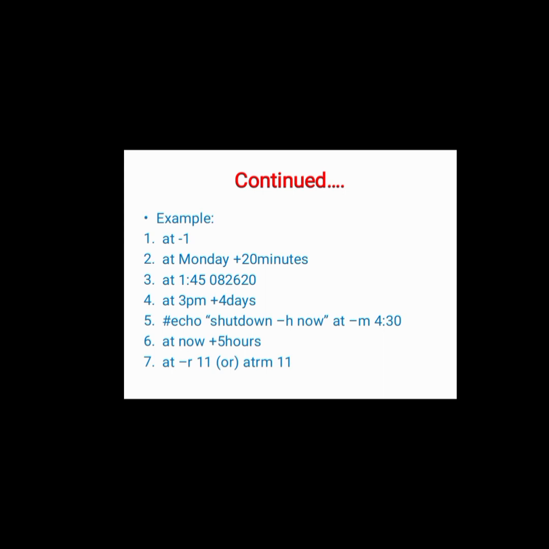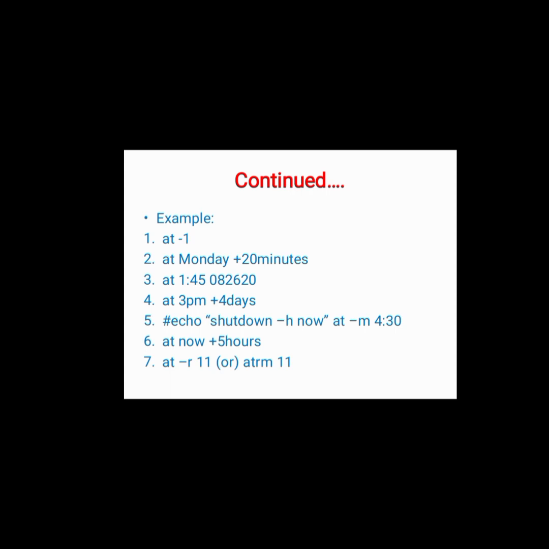First example, at -l. This command is used to list the user's pending jobs. Second command, at Monday + 20 minutes. This command is used to schedule a job for the coming Monday at a time 20 minutes later than the current time. And the third one, at 1:45 082620. This command is used to schedule a job to run at 1:45 on August 26, 2020.